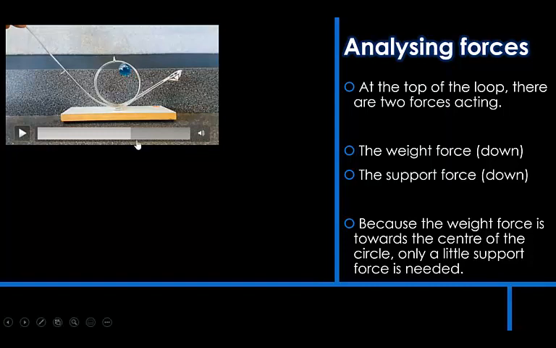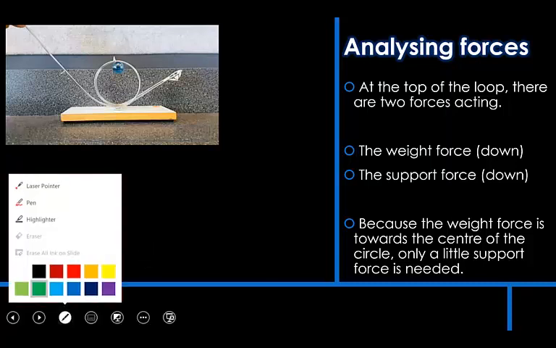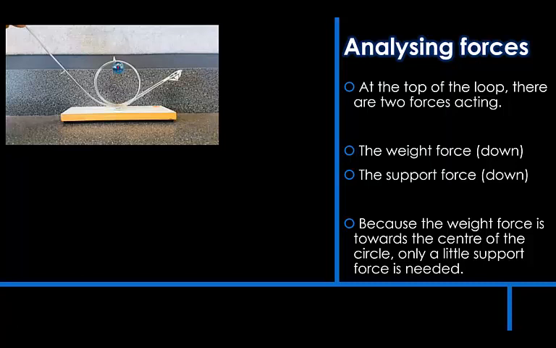So I'll just move that forward just a little bit to there. There. So we can see here that the weight force is still acting downwards. And now we have a support force that's also acting downwards, like this. But it doesn't need to be very big because the weight force is already producing most of the centripetal force needed. And so in this case, we can draw the vector diagram like this.